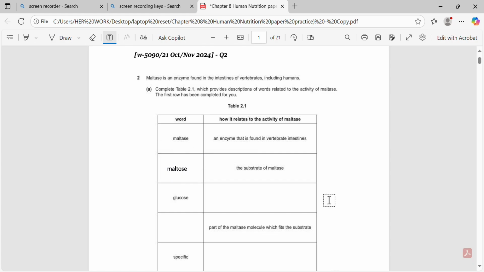So, maltose is the starting material for the reaction. Then the enzyme breaks maltose down into glucose, which is the product, so the glucose is produced when maltose is broken down. Next, which part of the enzyme binds to the substrate? Here we'll write active site.